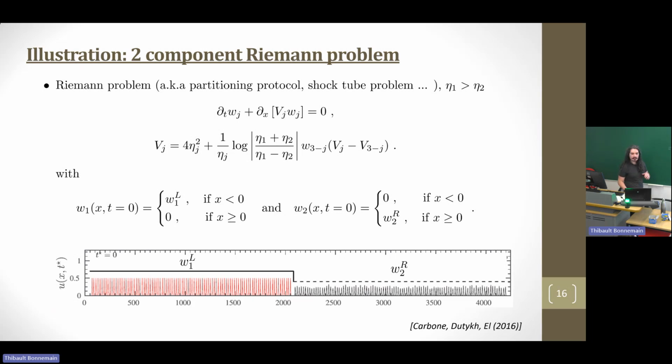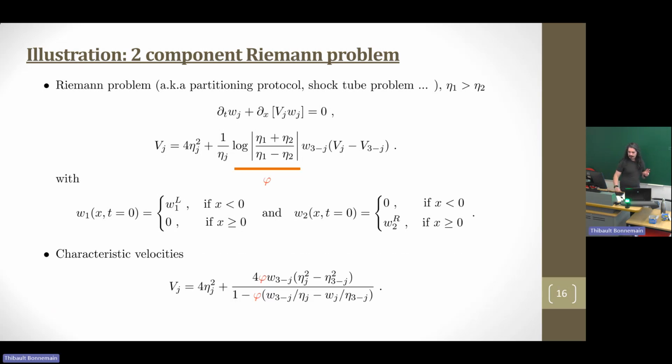So here maybe I'll go a bit faster than I was expecting to. But yeah, the main idea is you start by looking at this equation. You see that the x and t dependence of the velocity only enters through the weights. And for the case of two components, you can exactly solve this system of equations and express explicitly the velocity in terms of the weights, where phi is the phase shift.